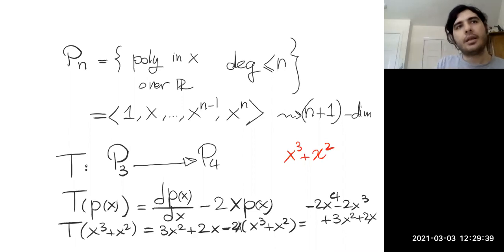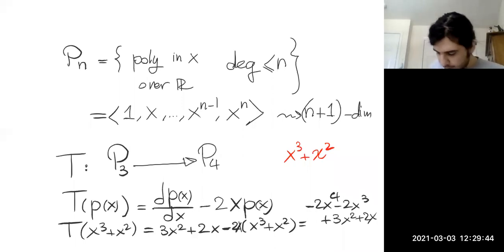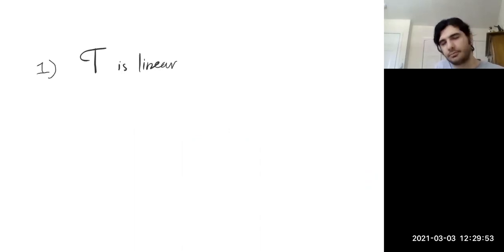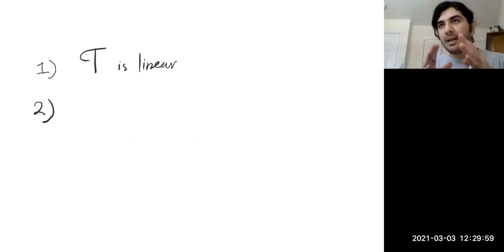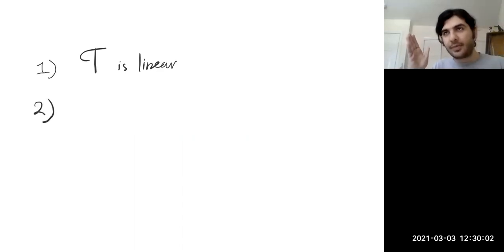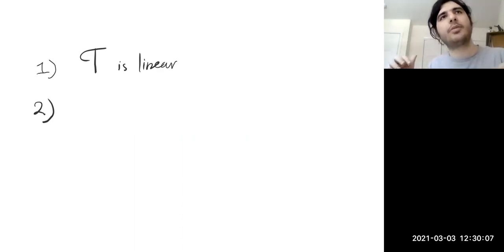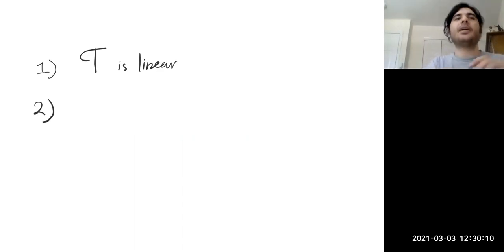Okay. Now let's see. There are two things I want to show here. One is that this map T is linear, this T between these two spaces. Sorry, I'm going over time a little bit, I think. I still have time, right? Yeah, I do have time. So one is that I want you to show this is linear.